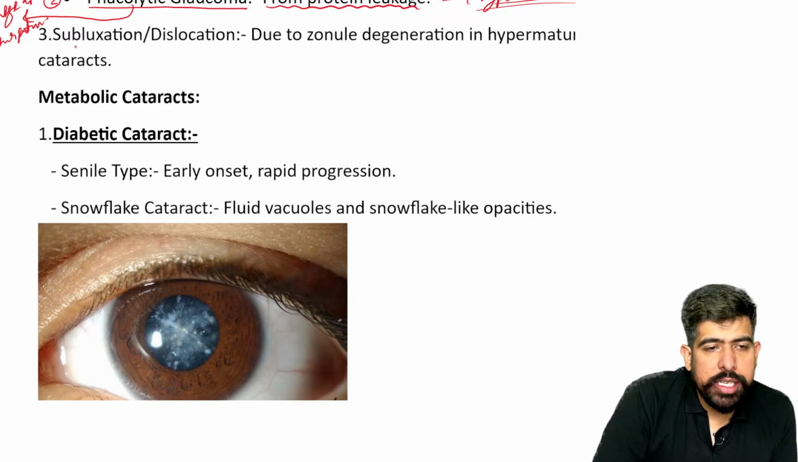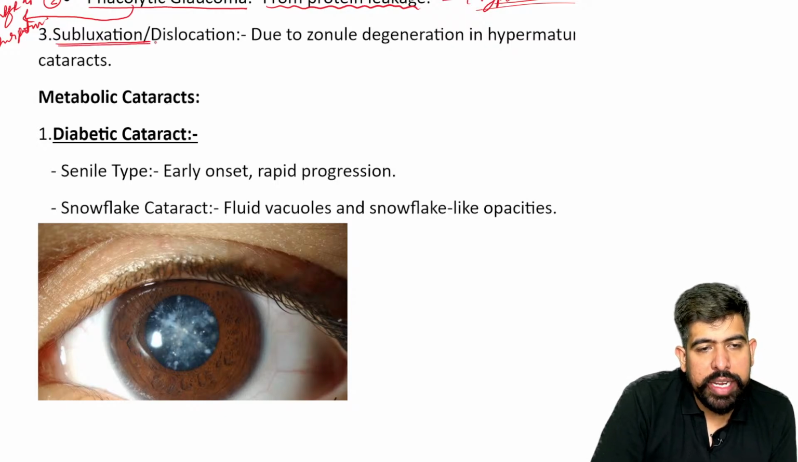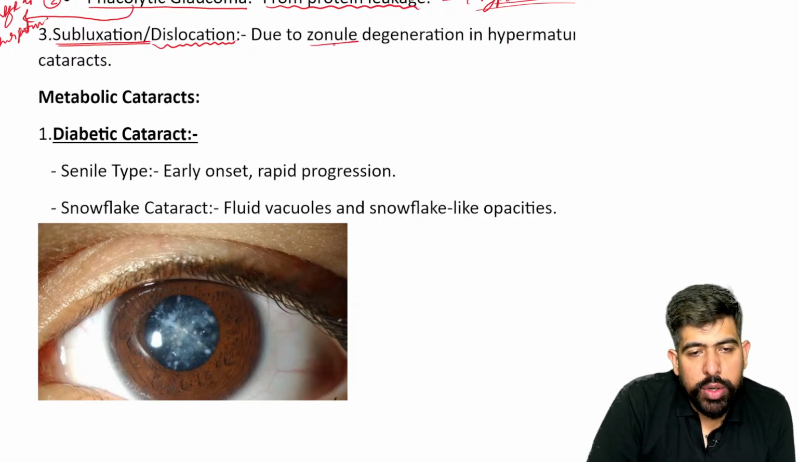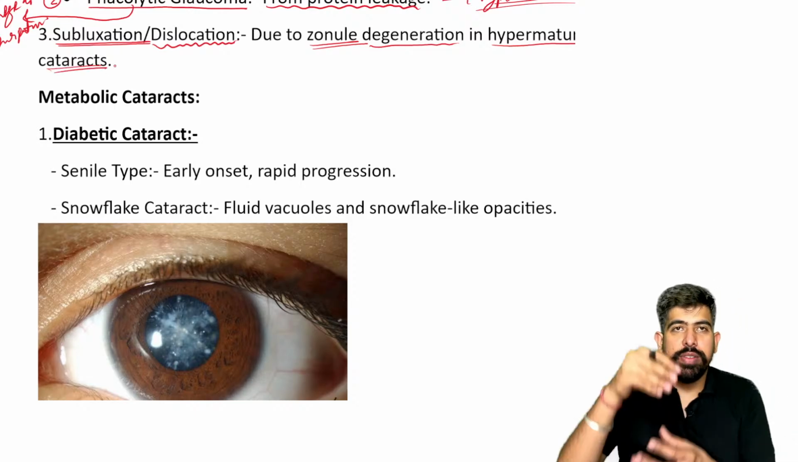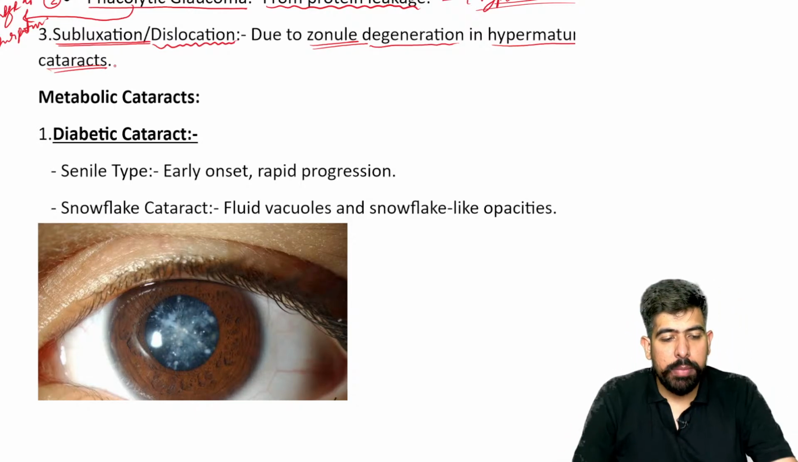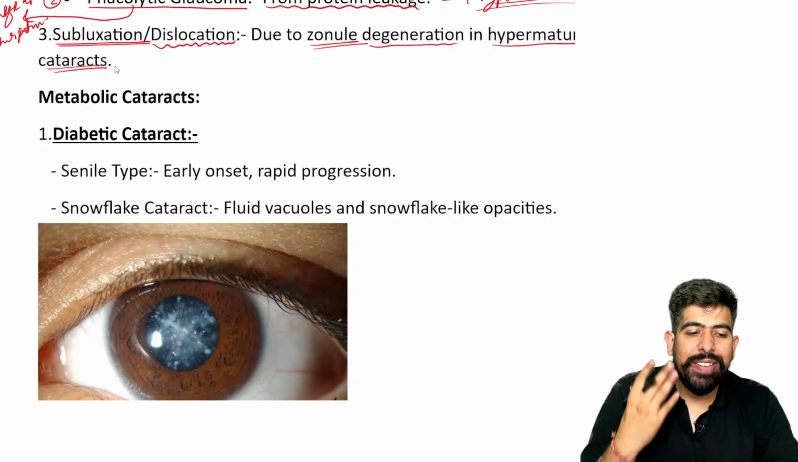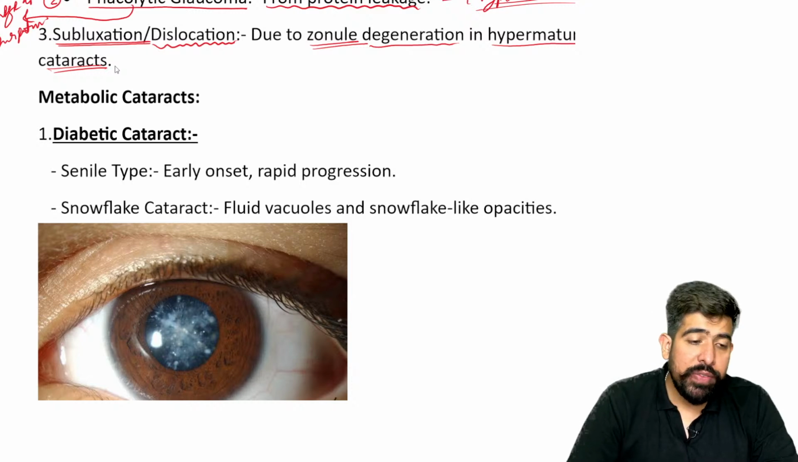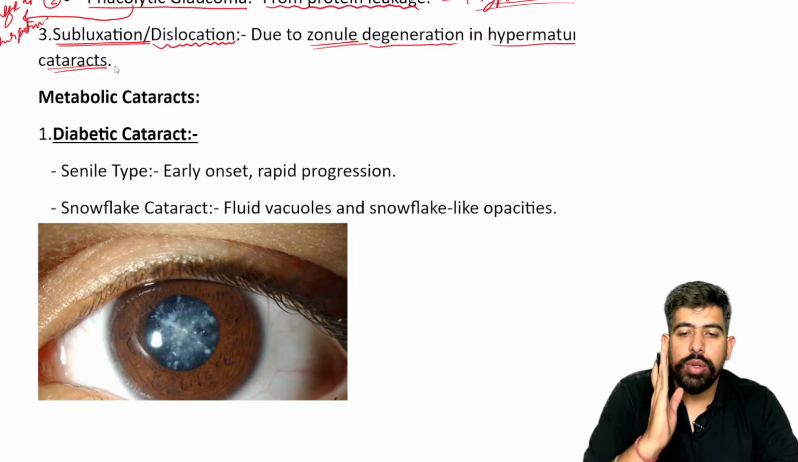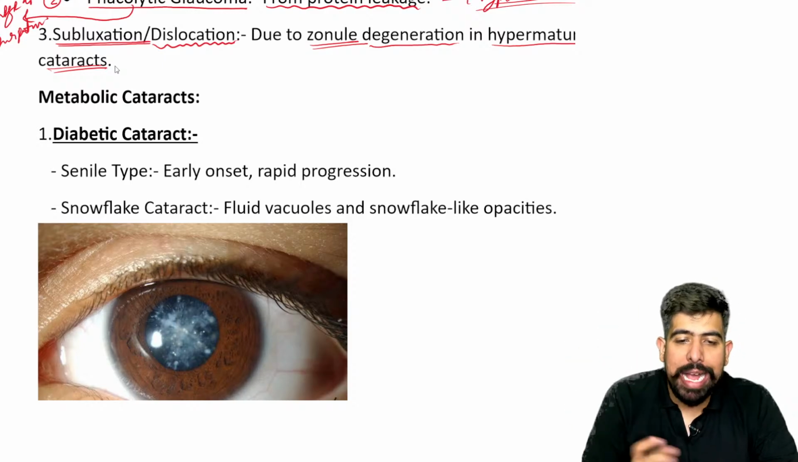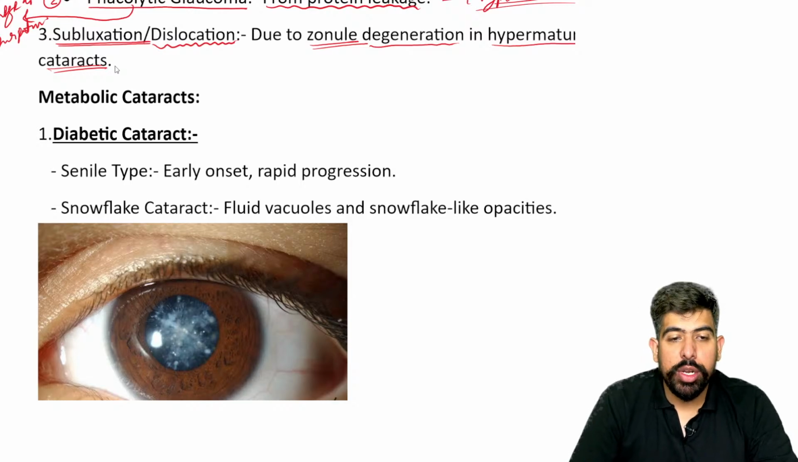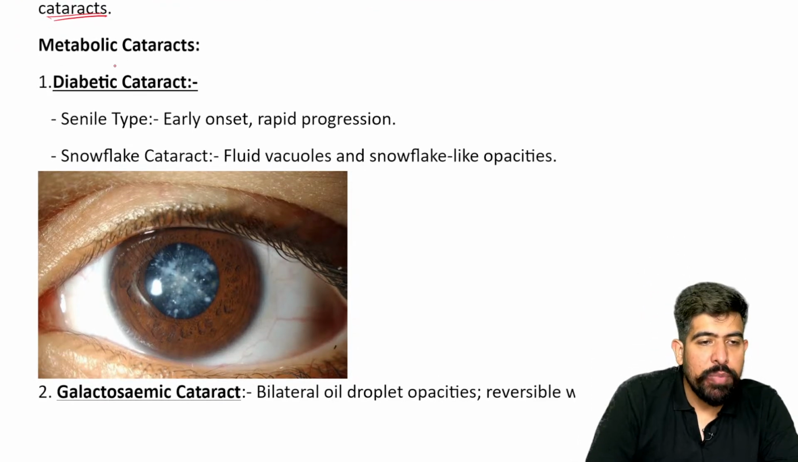Now, the next is your subluxation, or we can say the dislocation. If the zonules, which are holding the lens in position, degenerate in a hypermature cataract and they tear, the lens cannot stay over there. It can drop backside into your posterior segment, and that is known as subluxation or dislocation of the lens.